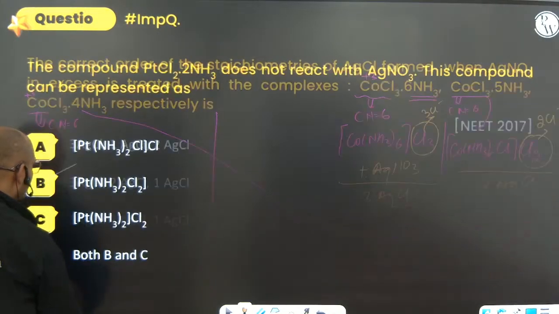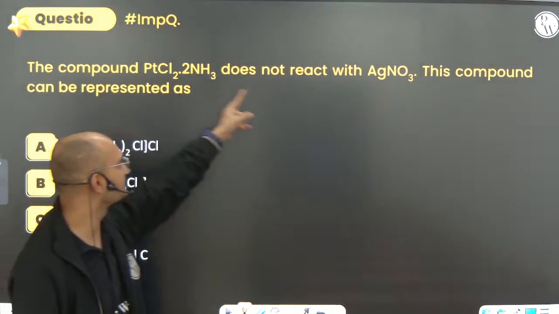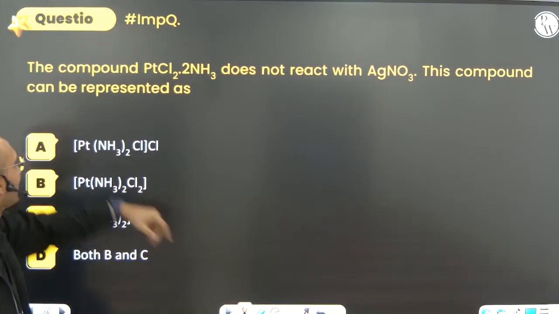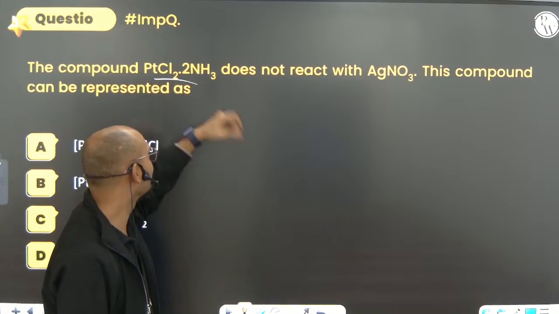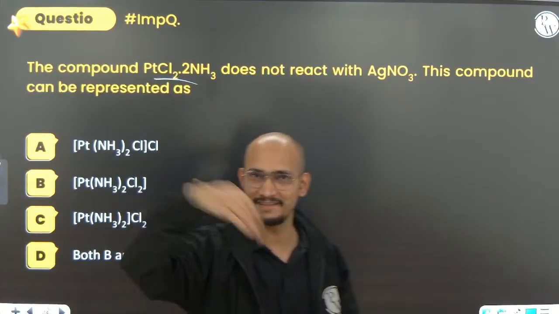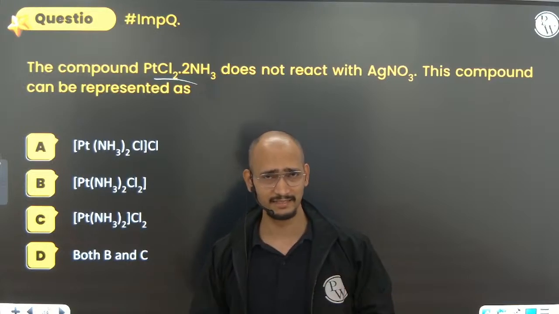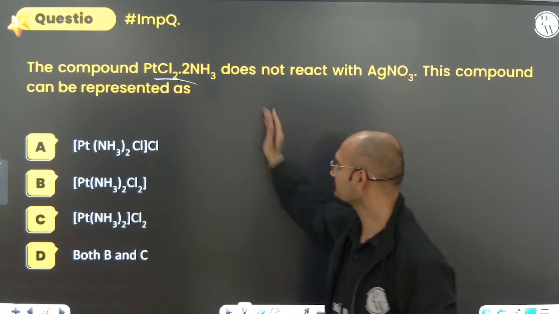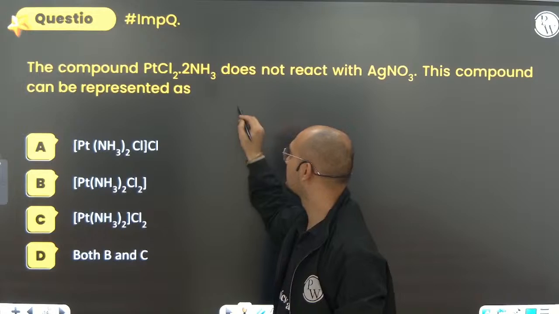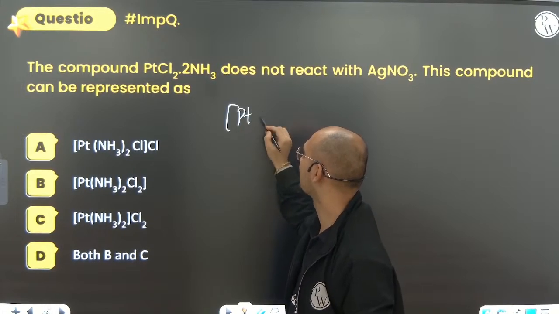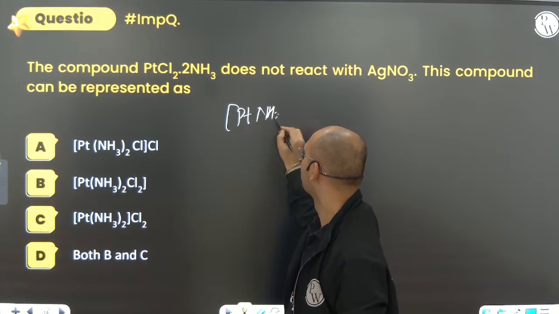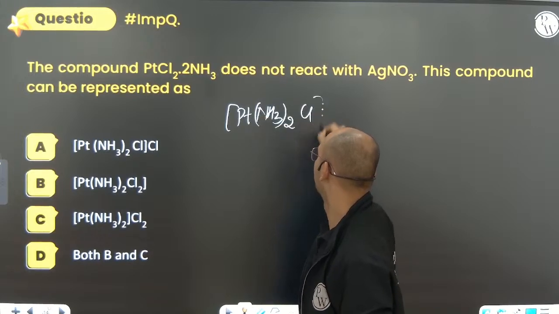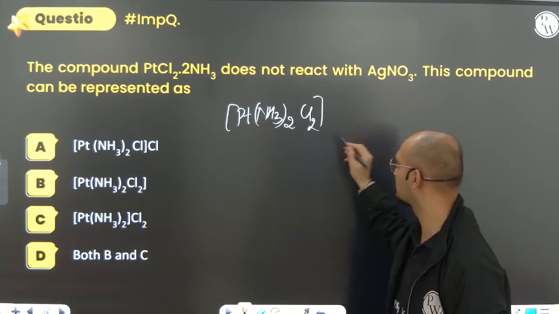That is option B. Next, the compound PtCl4·2NH3 does not react with AgNO3. The compound can be represented as. So what we can say? These chlorides are not outside the ring, but they are inside the ring. Then only they will be non-ionizable. Yes or no? So if they are non-ionizable, it means they are completely inside the polyhedra. Now in such a case, what we can say?